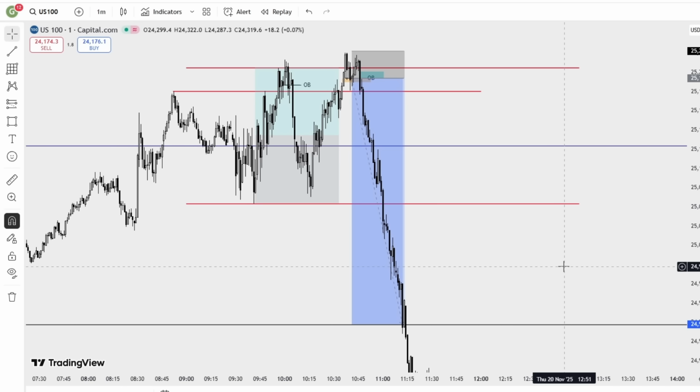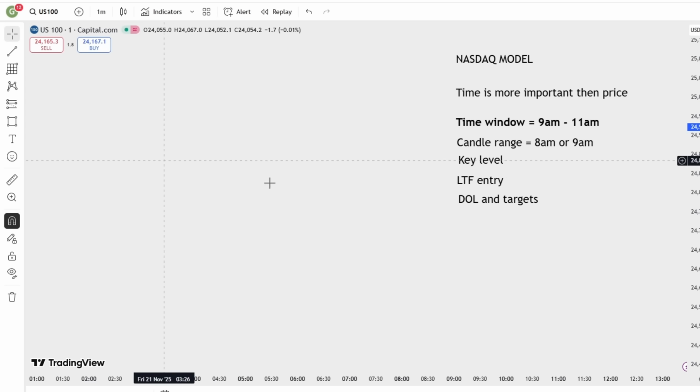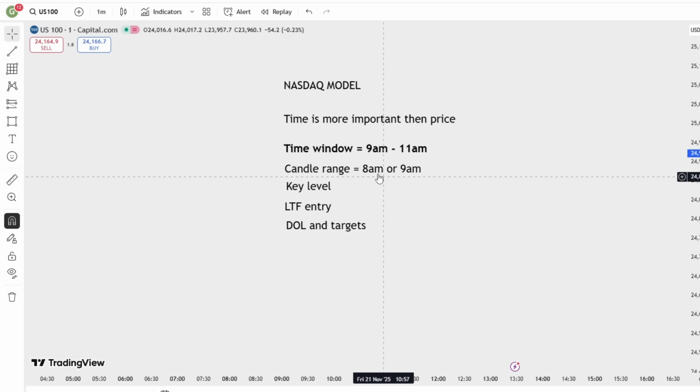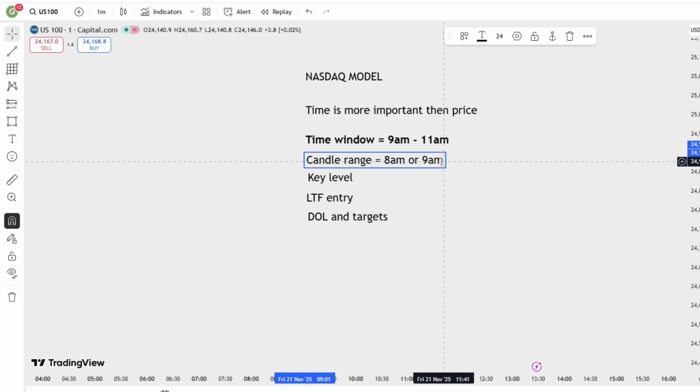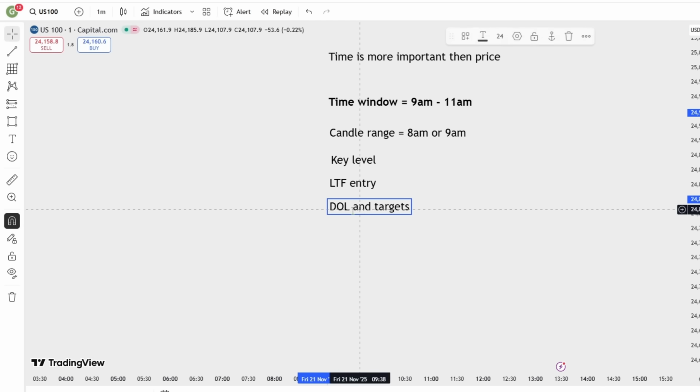So guys, I do believe that is it for this model. If you want to recap all that I said: time window, candle range, 8 a.m. or 9 a.m. can be both, but they need to hit a key level. As they hit a key level, you go to your low time frame entry, choose your entry model, and do your trade. For your targets, you can aim for the CRT opposite end, so higher or lower, the 50% of your candle range, or your next key level on the 1 hour. That should be your draw liquidity.